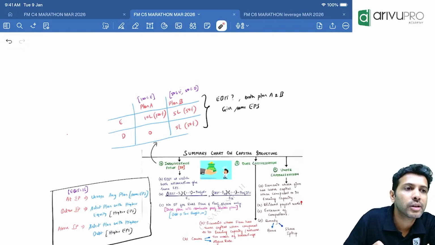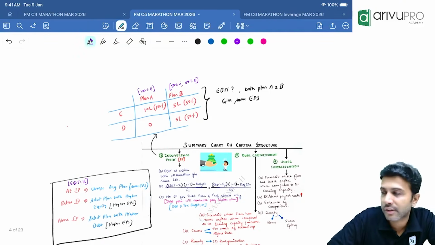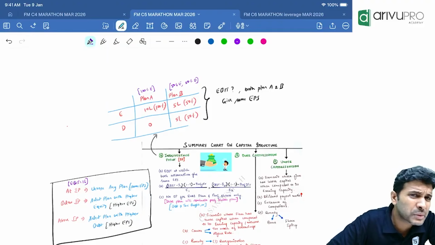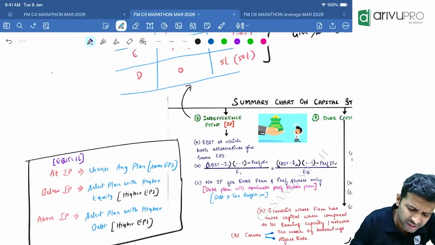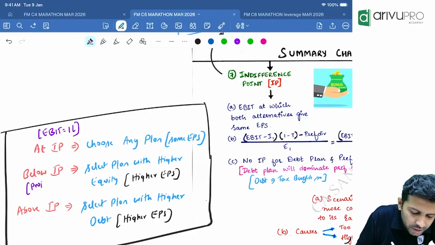Both will give you the same EPS. Now, suppose you are doing a particular project. The project will give us some return, which we call EBIT. Suppose we got a particular project.